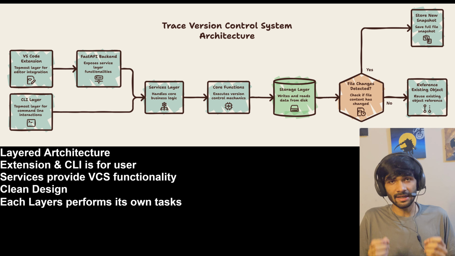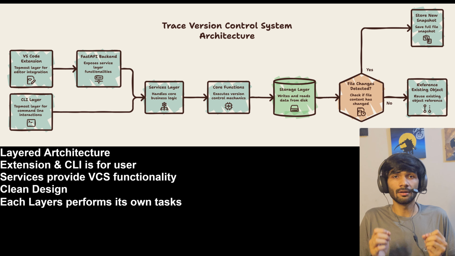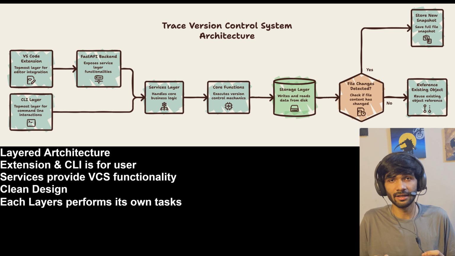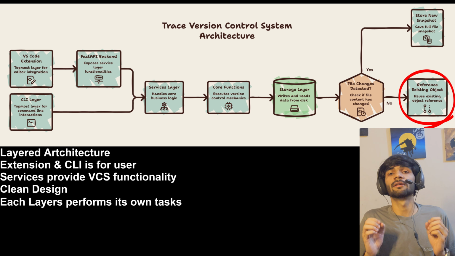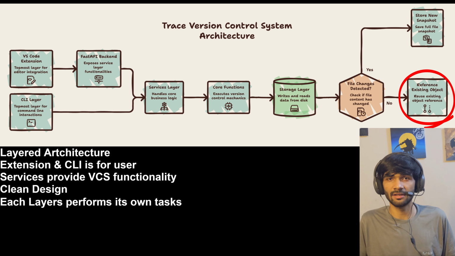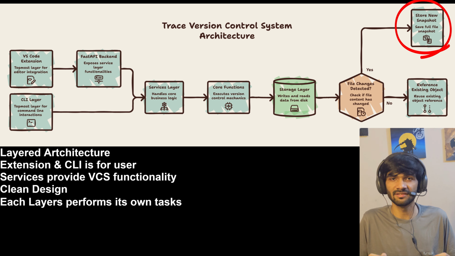The trade-off is also clear. Full file snapshots are easier to implement, but are not recommended for large-scale repositories. Of course, it uses some optimizations. If there are no changes in a file, Trace can reference the same object instead of storing multiple snapshots of the same file.